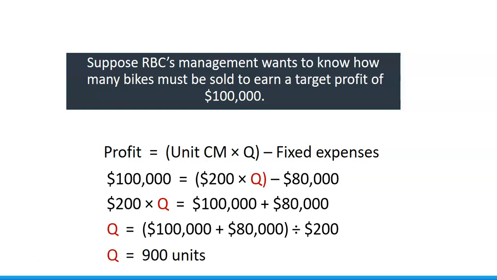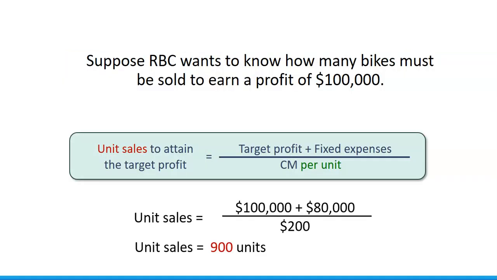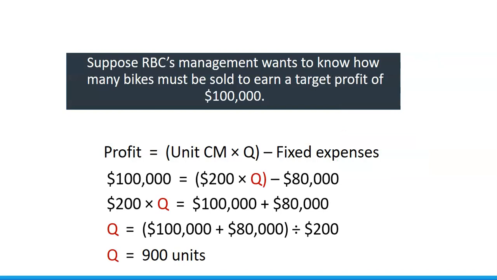So this is looking at that same information using the equation method. So solving for what is the quantity to hit that target profit. So we put in 100,000 as our profit. We have unit contribution margin of 200, and we're solving for quantity then using algebra to get that 900 units. So we get the same exact answer as this method. We're just spending a little bit more time in the math to do it.